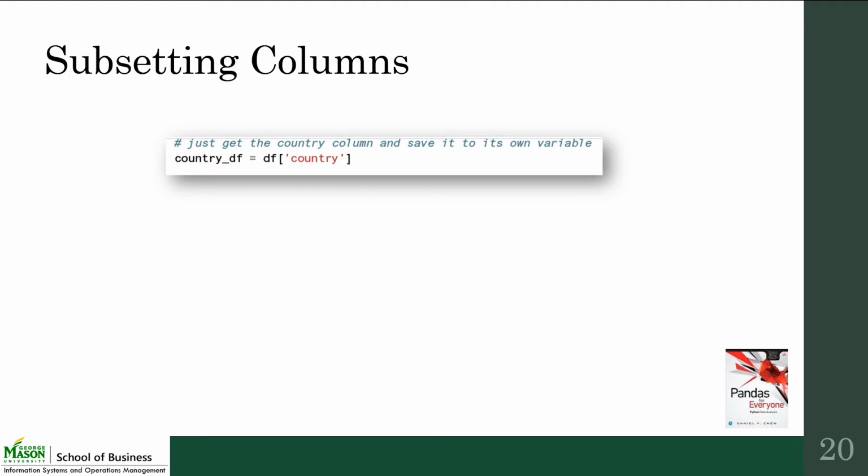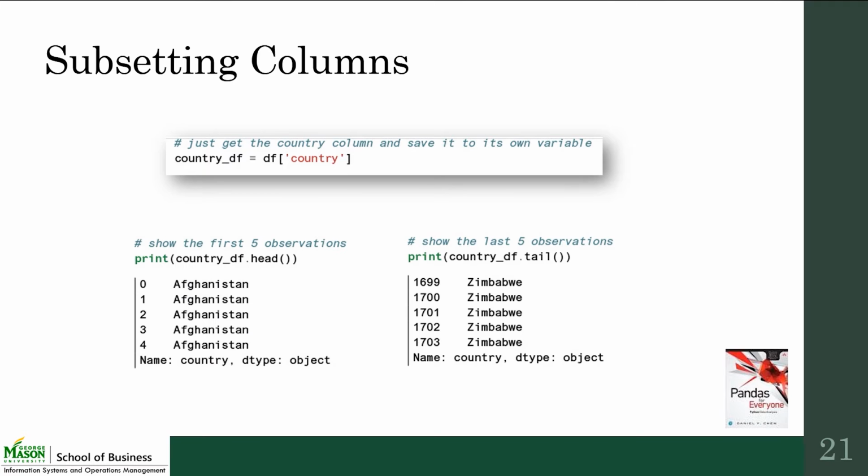Since data frames contain rows and columns, it's possible to subset either one or a combination of both. To subset a column, you enter the data frame name followed by the column name in square bracket notation. The column name must be entered within quotes. Here's an example of how to subset only the data related to country. The subsetted data is stored into a new variable named country_df. The head and tail methods are used on this variable to inspect the content.